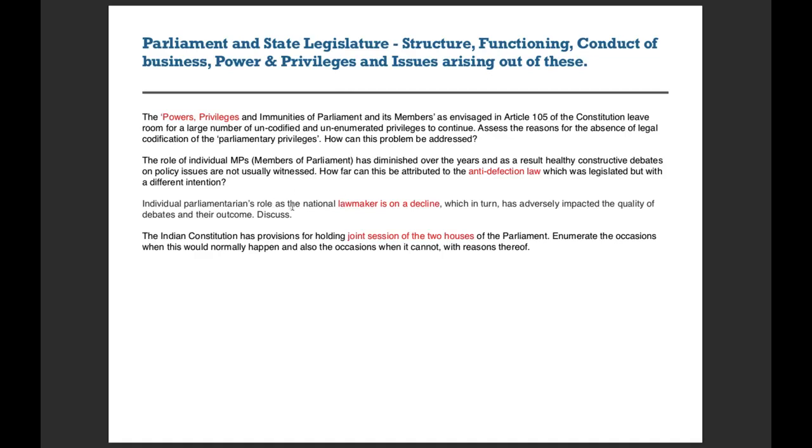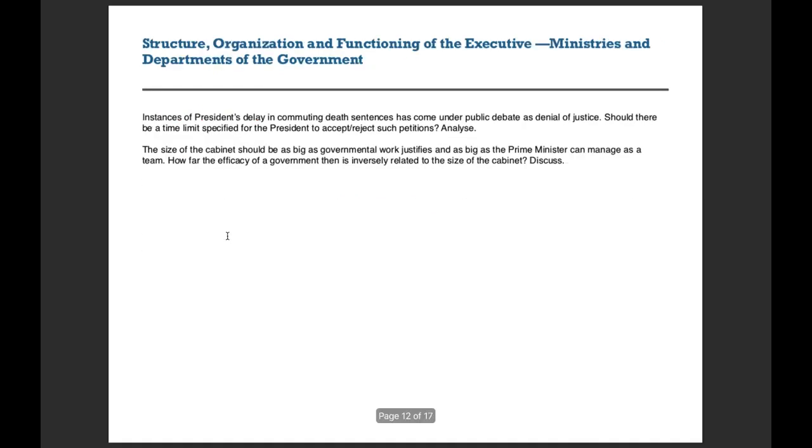Then again the same question: healthy constructive debates are not happening. So the national lawmaker is in decline. Why is it declining? Because healthy constructive debates are not happening. Why are they not happening? Because of the anti-defection law. So you can see how these two questions are interlinked. Then one time they asked on the joint session of the two houses of parliament: how the joint session functions, why it cannot normally happen, when it can happen or when it cannot. These are very static, fundamental questions which we will study.